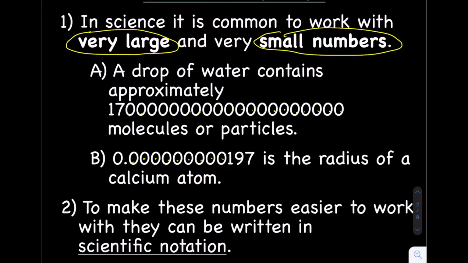So we have this thing called scientific notation. Scientific notation is a way to write these numbers that's easier to keep track of all of these zeros. It takes a little getting used to, but it really, really does help. All right, let's proceed with what scientific notation looks like.